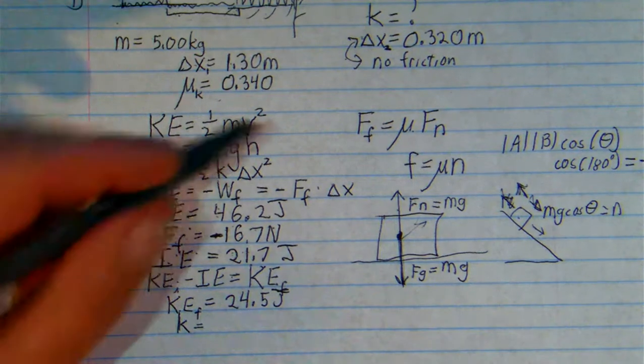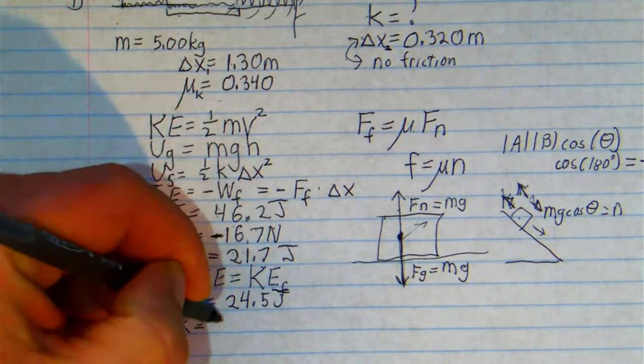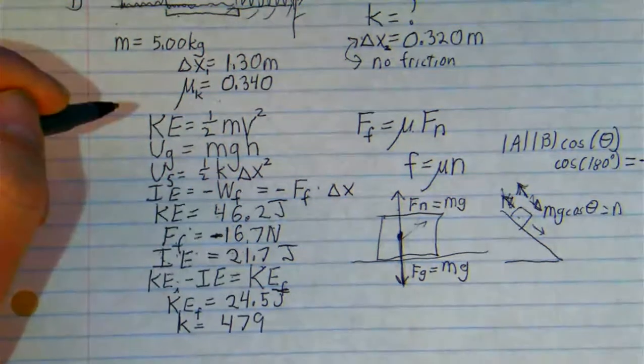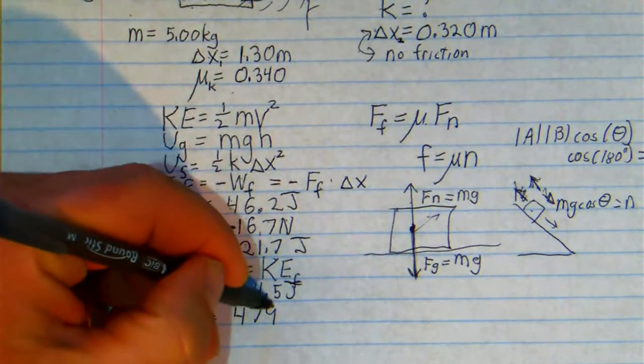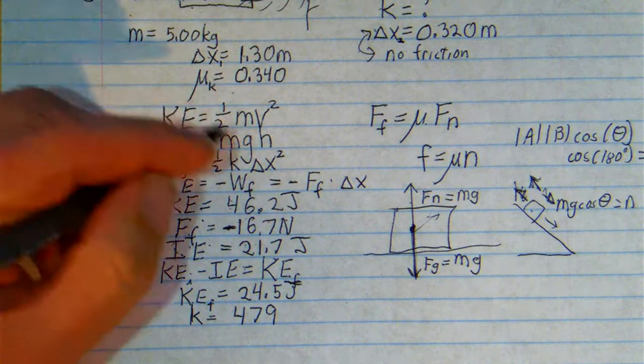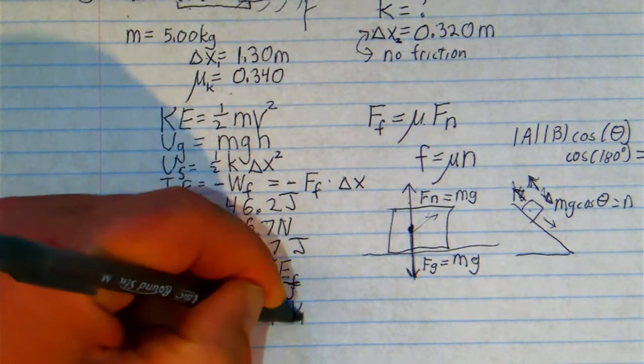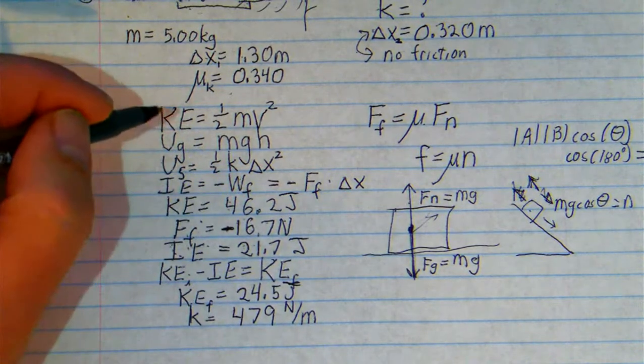All right, so my students have calculated the spring constant is 479, and they weren't quite sure what the units are for the spring constant. So a reminder, it's in units of newtons per meter, newtons divided by meters.